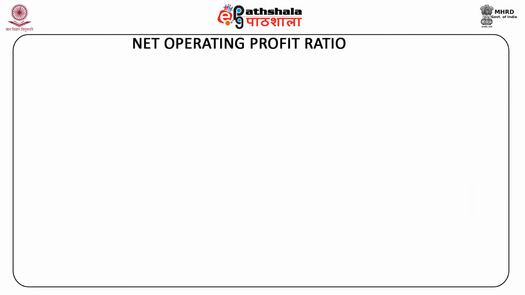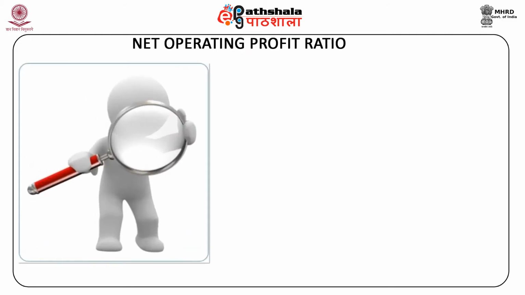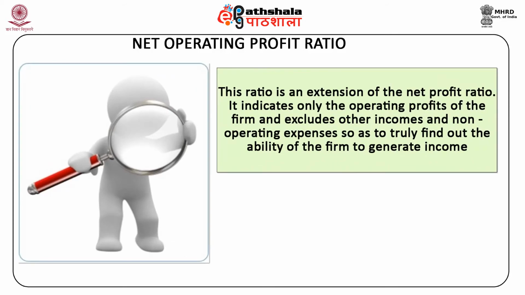Net operating profit ratio. This ratio is an extension of the net profit ratio. It indicates only the operating profits of the firm and excludes other incomes and non-operating expenses so as to truly find out the ability of the firm to generate income. This ratio is given by the following formula.